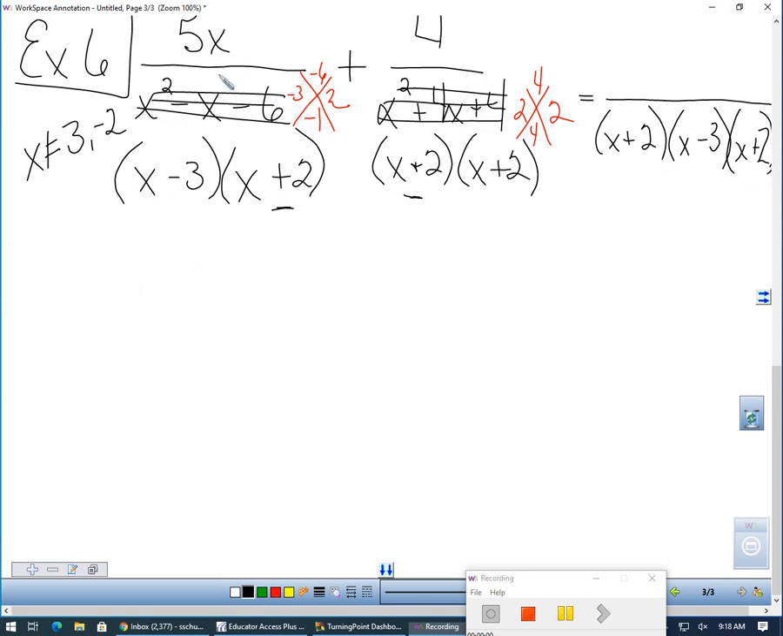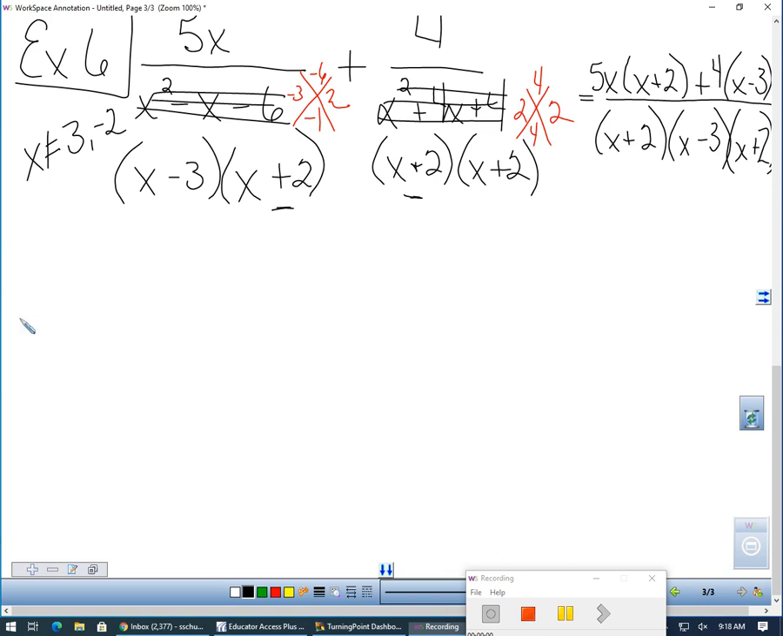So on the top here, I have 5x. What factor is this 5x missing? It's got an x plus 2. It's got an x minus 3. But it doesn't have another x plus 2. Middle process is a positive 4 times by. This one's got the 2 x plus 2's, but it doesn't have the x minus 3.